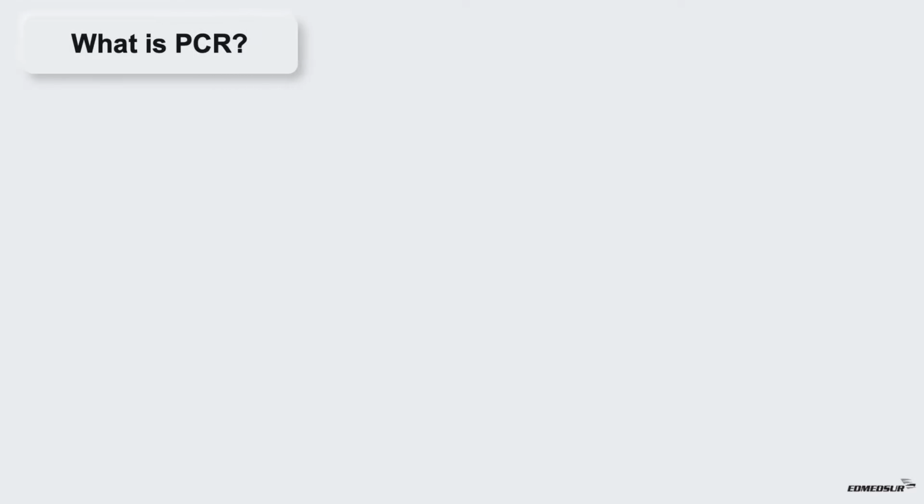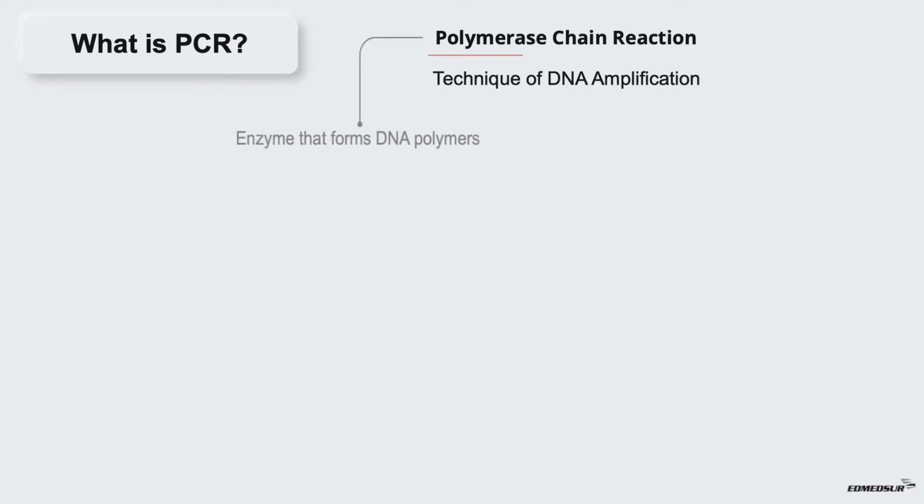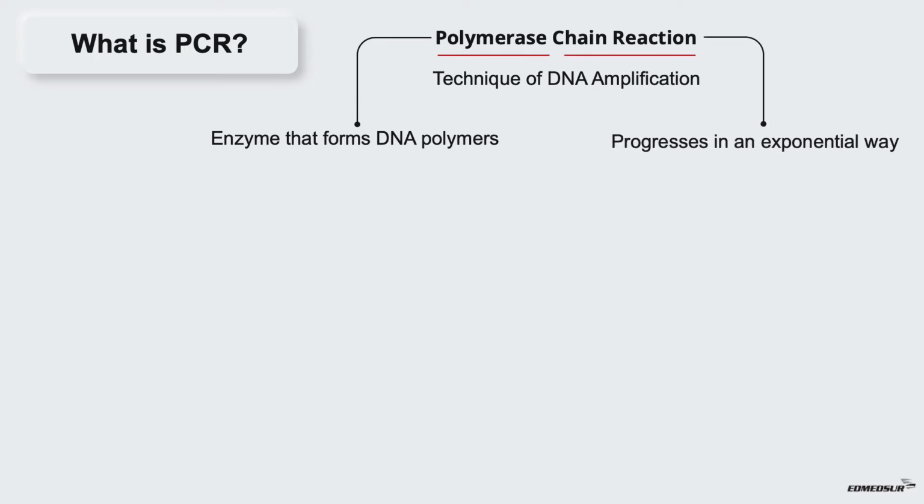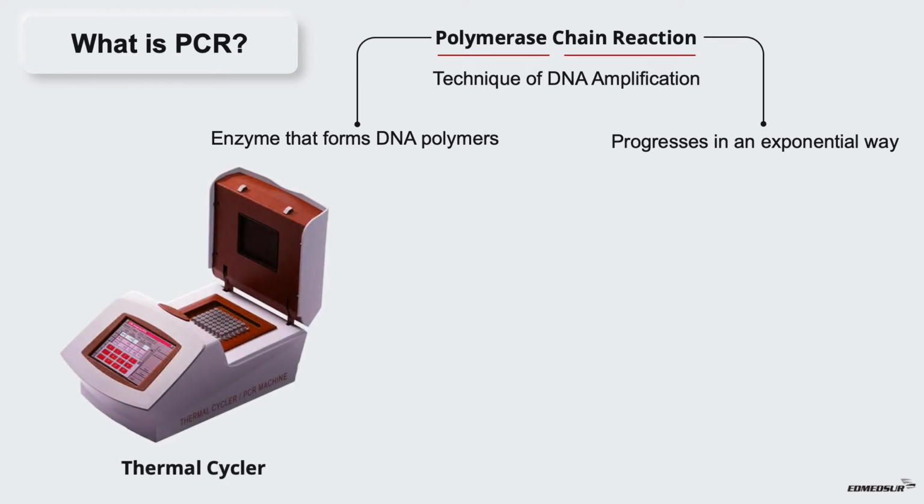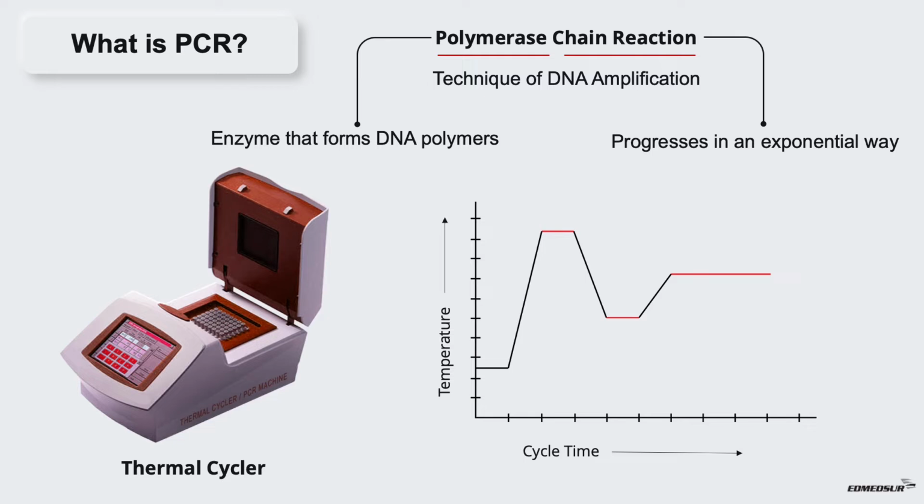What is PCR? Polymerase chain reaction or PCR is a technique of DNA amplification. Polymerase refers to an enzyme that forms DNA polymers. Chain reaction is a chemical reaction which progresses in an exponential way. PCR machine is also known as thermal cycler. It involves sequentially changing the temperature of the mixture, known as thermal cycle, in order to produce multiple copies of DNA. Each thermal cycle involves 3 steps: denaturation, annealing, and extension.